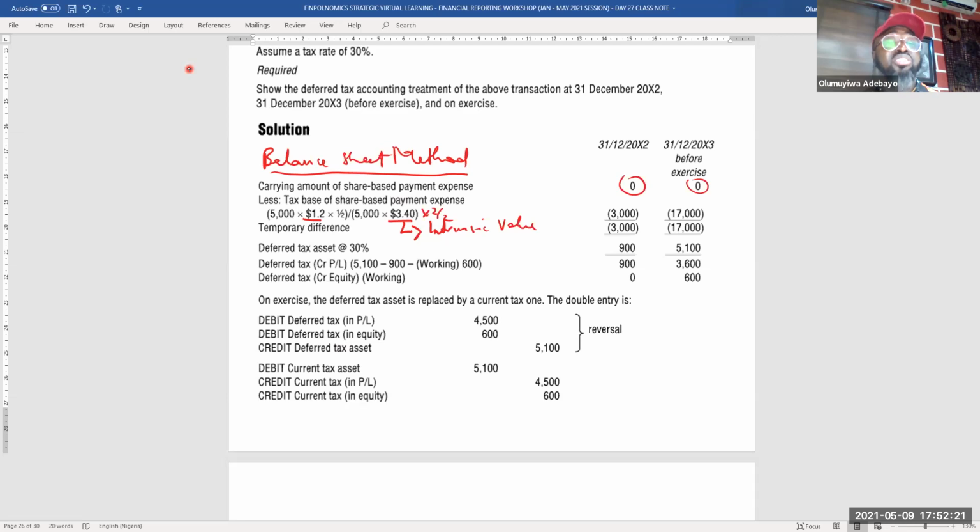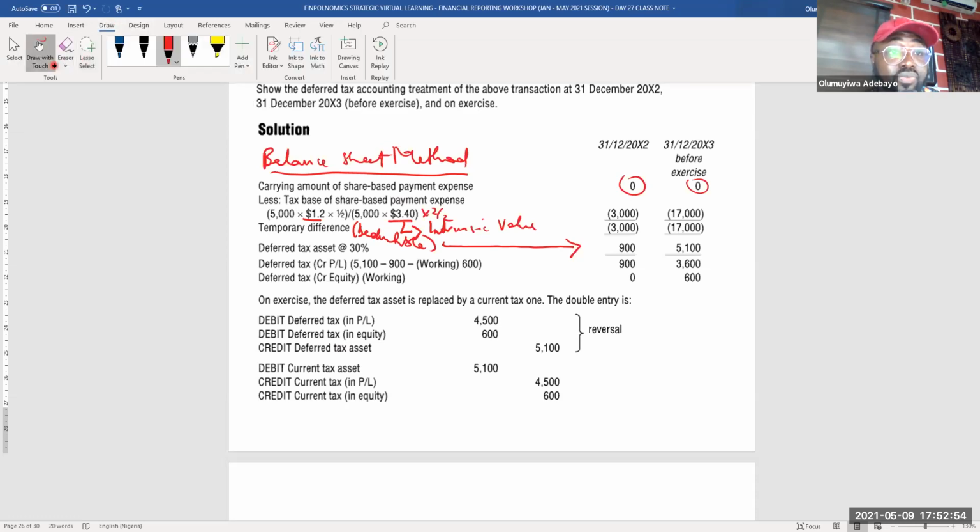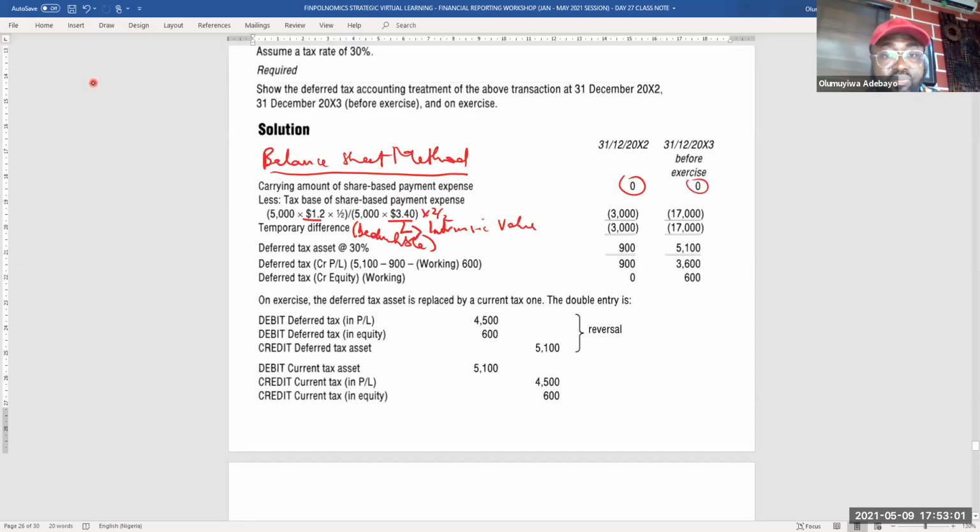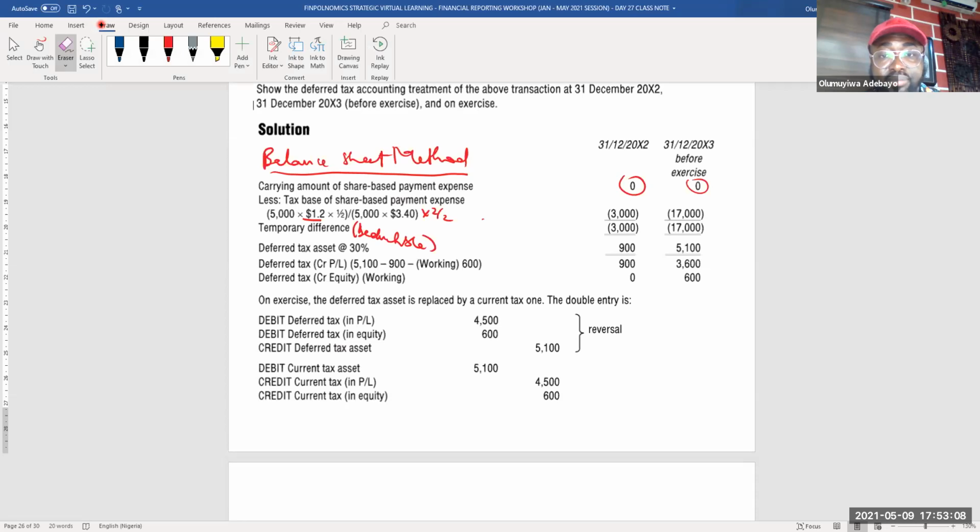Because in exam, they might not give you intrinsic value straight. They give you the spot price at each reporting date and the exercise price. Now, at the end of the day, the difference between this and this gives us our deductible temporary difference. Deductible temporary difference is what will later result in the recognition of deferred tax assets, if you go back to what we've discussed under income taxes. Now, sorry, this is deductible. The arrow should not go there. This deductible, the arrow should come here.